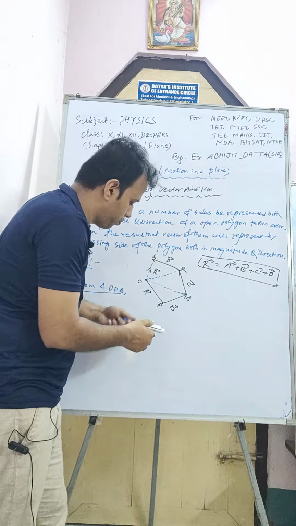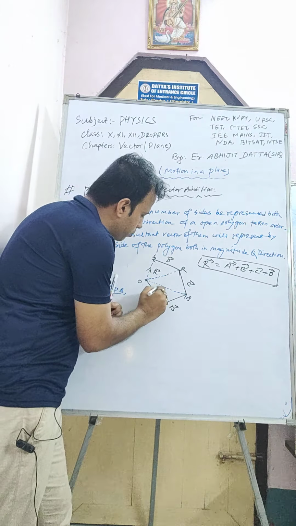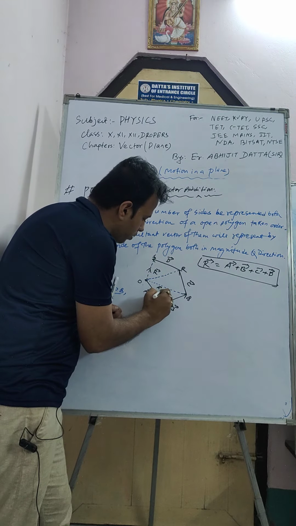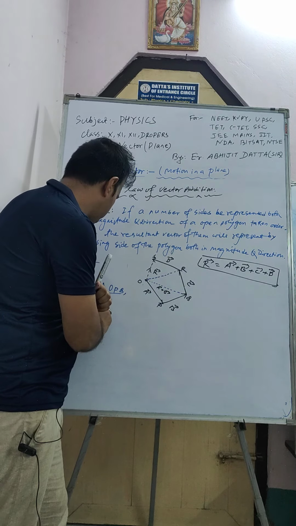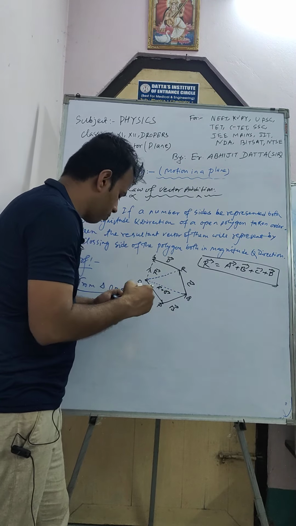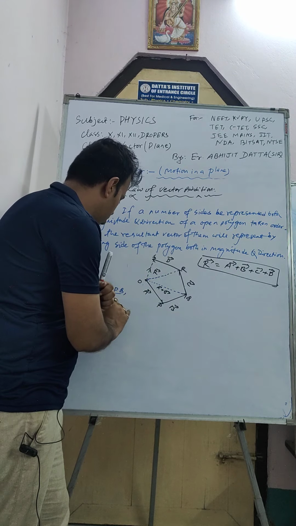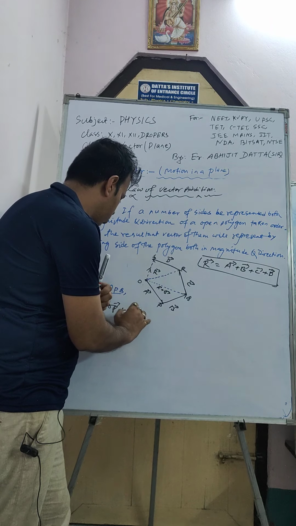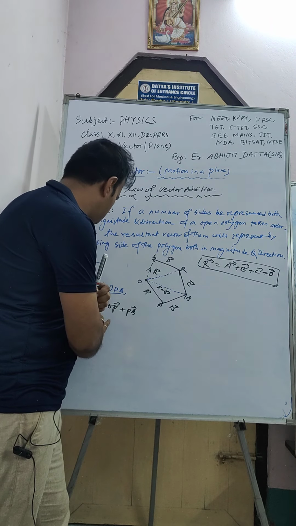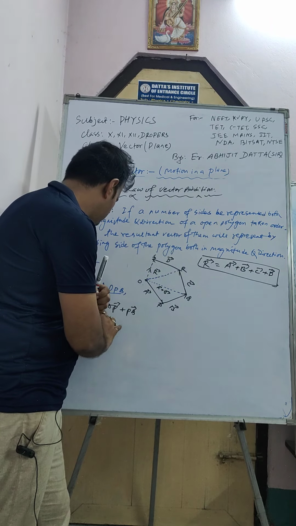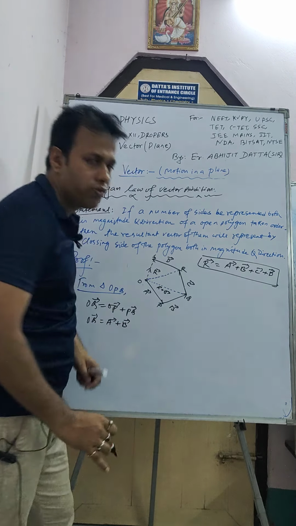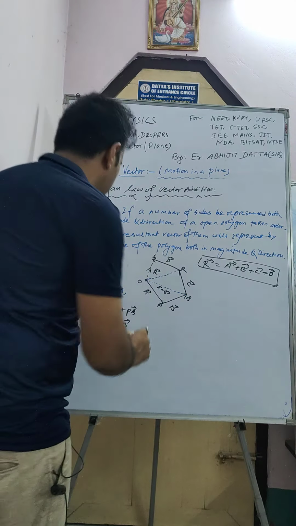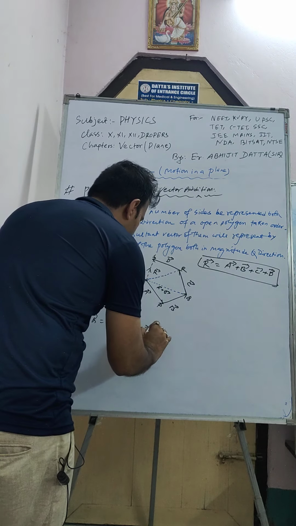So it will become what? This one will represent the vector A vector plus B vector, is it not? So we can say OQ vector equal to OP vector plus PQ vector, right? So OQ vector is what? OQ vector equal to A vector plus B vector. Fine. Okay, so that gives one equation here.